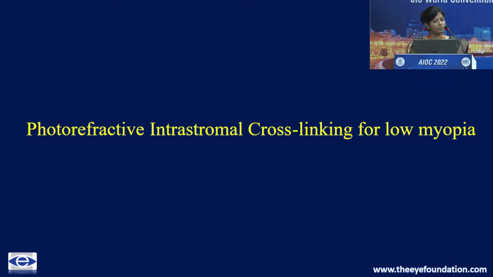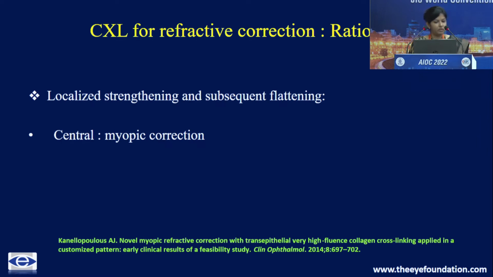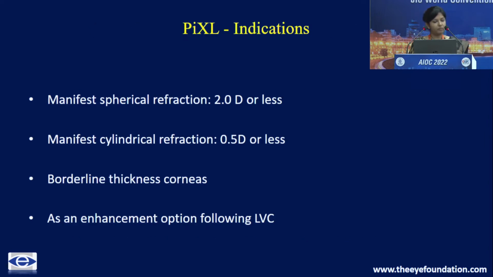Next, coming to the photorefractive intrastromal cross-linking for low myopia. So when we can cause a focal or a central flattening, why not use it to correct a myopia? But the issue is we can use it only for low myopia, so any myopia less than 2 diopters, and the manifest cylindrical refraction has to be less than 0.5 diopters.